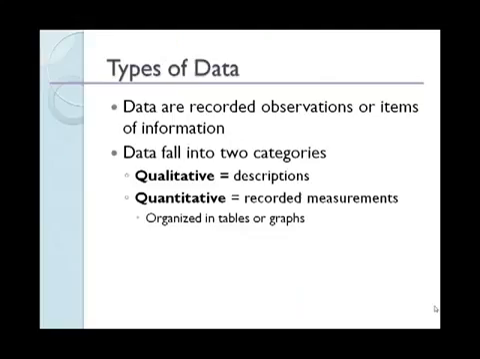Scientific inquiry requires the collection of data, which are the observations or items of information. Data can be divided into two categories: qualitative data and quantitative data. Qualitative data are descriptive, such as Jane Goodall's field notes on chimpanzee behavior. Quantitative data are measurements, generally some type of numerical data. For example, Dr. Goodall recorded the number of times that she observed specific behaviors and the time of day that the behaviors were occurring. Quantitative data are generally expressed in tables and graphs.